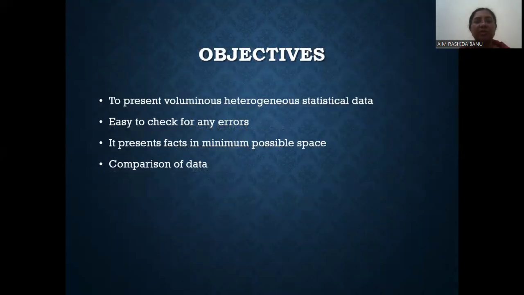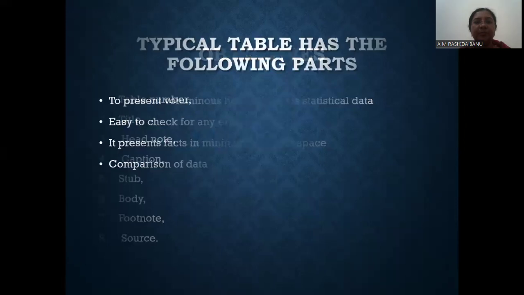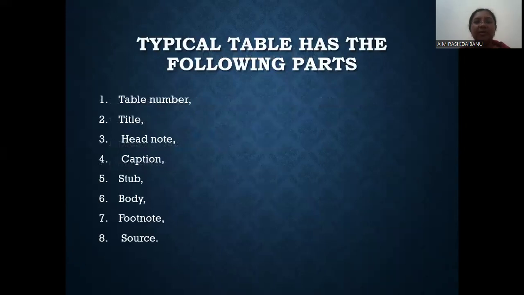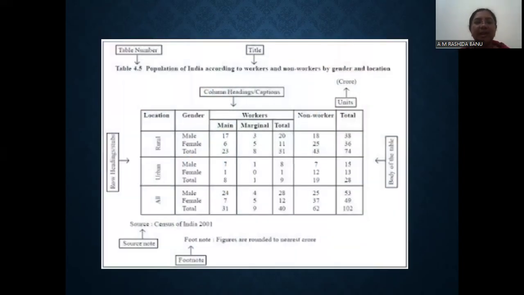So what is the objective of this tabulation? Tabulation presents voluminous, heterogeneous statistical data, and it is easy to check for any error present in that data. It presents facts in the minimal possible space, and the comparison of data is also very easy. In a typical table, you can find parts like table number, title, head note, caption, stub, body, footnote, and source.